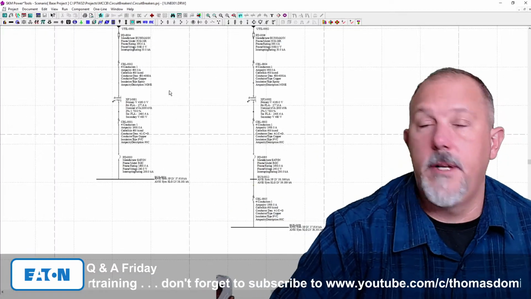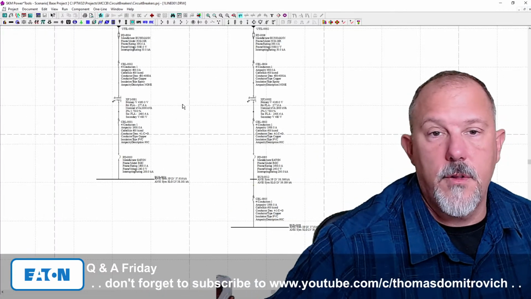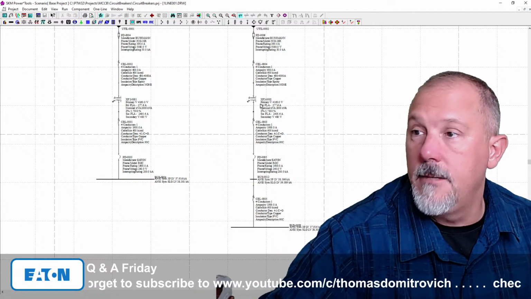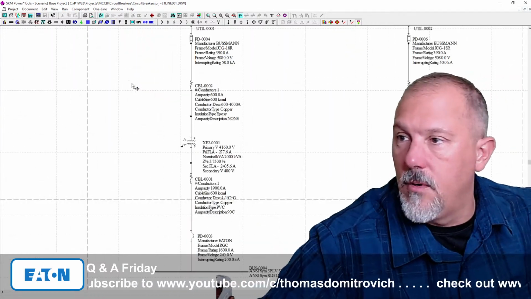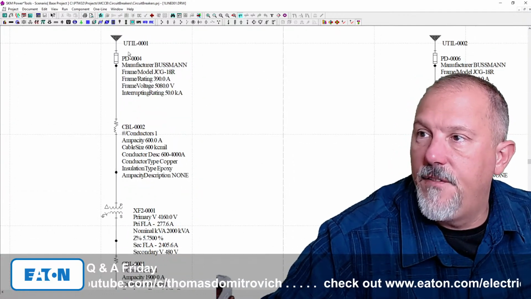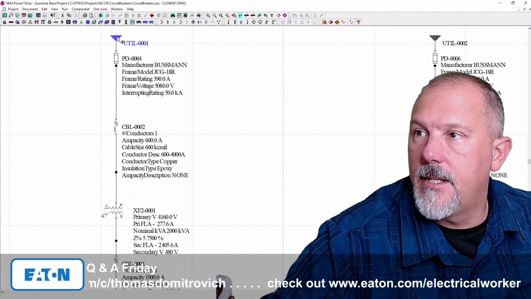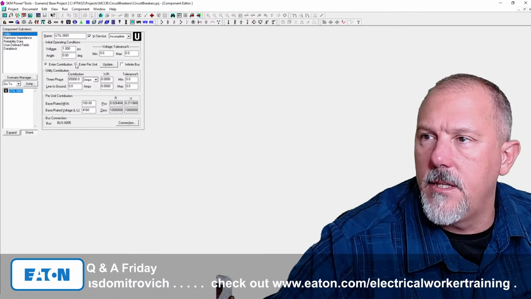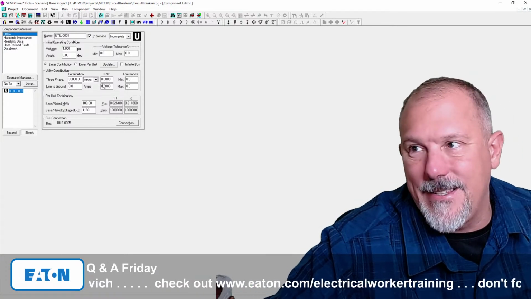The new requirement in Article 230 about separating the disconnect. So here's a transformer. What I have here is a utility, and let's take a look at what my utility is. My utility X to R is 8.